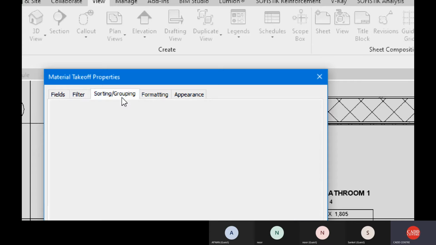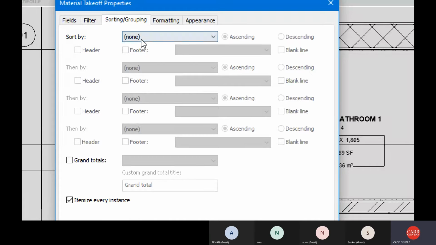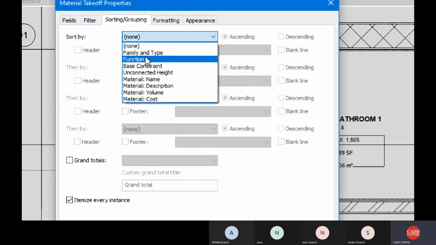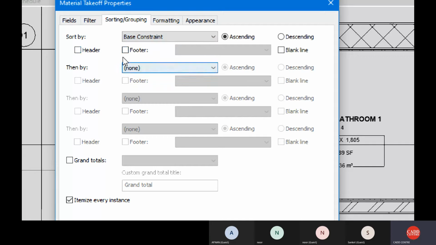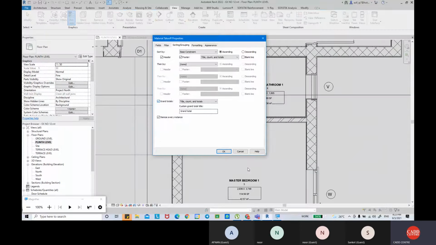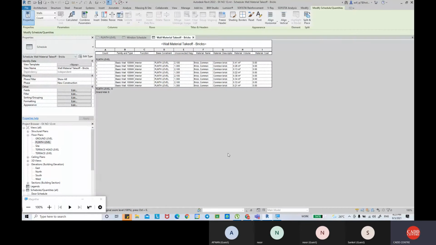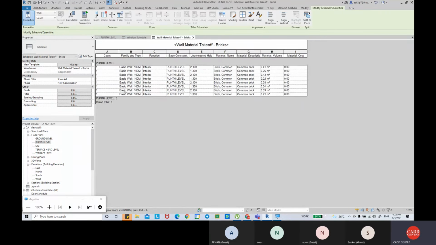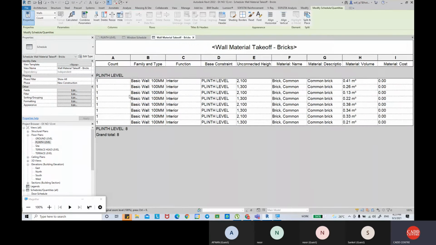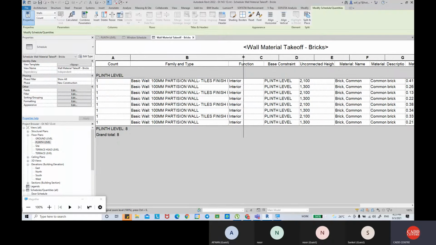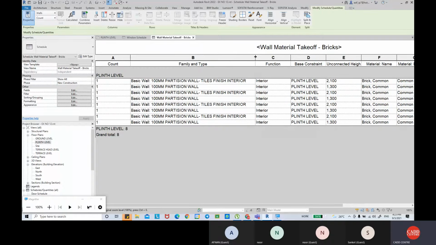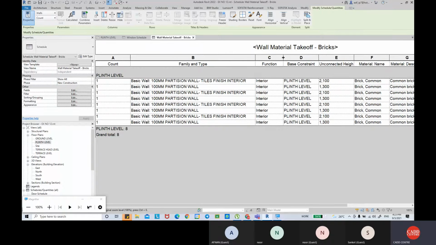Okay, then I can come into the sorting and grouping, and then I can say that I want to sort this by the base constraint. It should have header and footer, and it should show me the grand total as well. Okay, and now if I click on OK, it is showing me some takeoff. So there are 8 walls actually. All of these walls are made of bricks. Okay, all of these walls are interior functions. They are all starting on plinth level.